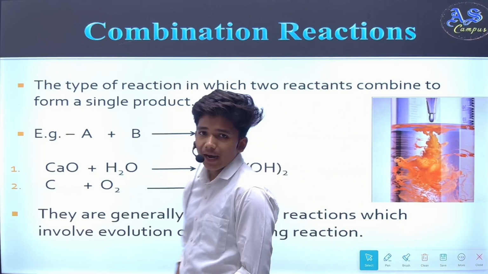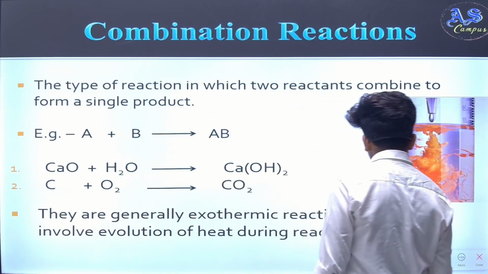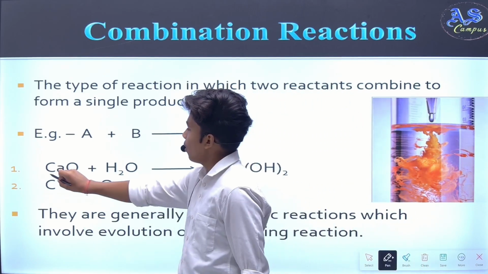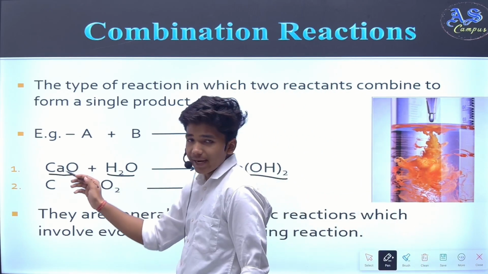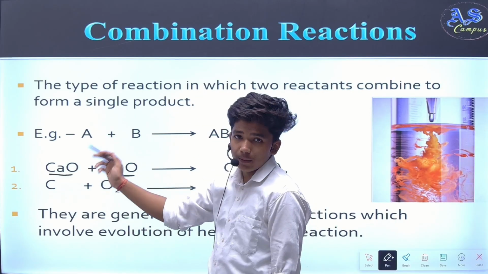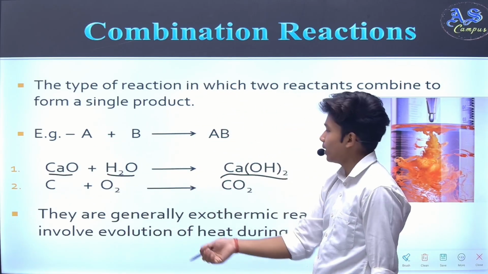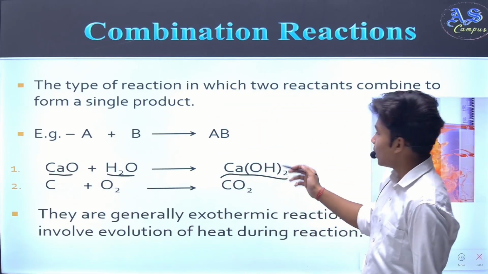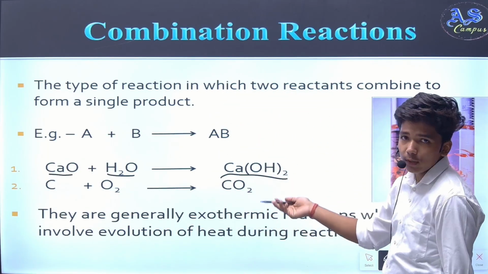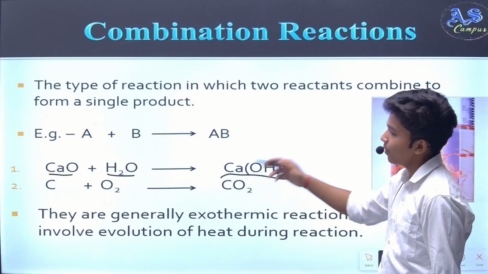The very common and famous example of a combination reaction is this one. CaO plus H2O gives Ca(OH)2. This is slaked lime, and its chemical name is calcium oxide. This is water, we already know, and this one is quicklime, sorry, and this one is slaked lime. The chemical formula of this is Ca(OH)2 and its chemical name is calcium hydroxide.